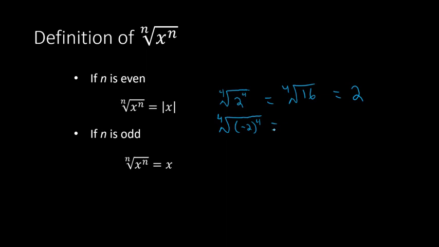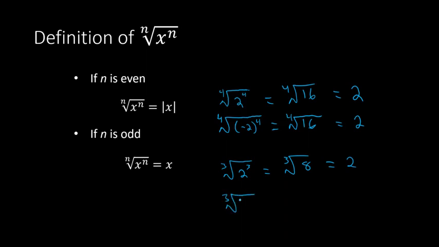So negative 2 to the fourth power would be 4 negatives, which makes it a positive still. So still a positive 16, and a fourth root of that would still equal 2. Now let's compare that with the third power. If n is 3, and you have the cube root of 2 to the third power, 2 to the third power is 8.